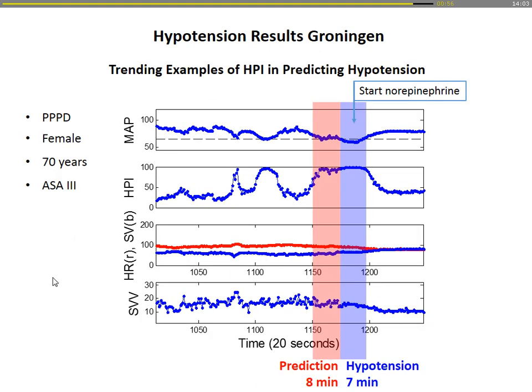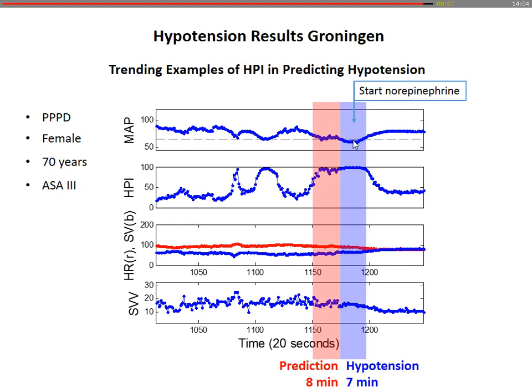And I will finish with some patient examples. So this is the blood pressure, this is the HPI. The HPI goes up here for some time, and this is the alarm when the HPI tells you there's a high chance of hypotension to develop. And then it takes another, in this case, 8 minutes until the blood pressure actually drops below 65. So 8 minutes before the hypotension occurred, it predicted that it would occur.